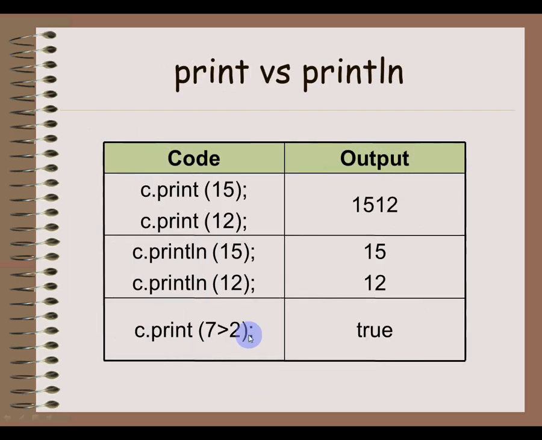Here's an example of what this looks like. So I've got c.print 15, c.print 12. You'll notice that this outputs all of it in one line, one after the other, versus the println methods, which print a 15, go to the next line, and print a 12. Another thing I can do is I can print equality expressions. So I could say print 7 greater than 2. Since that is true, it'll print true. If I said print 2 is greater than 7, well, we know that's not true, so it would print the word false.